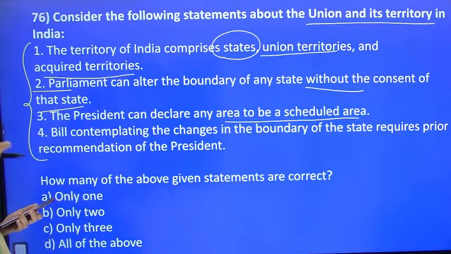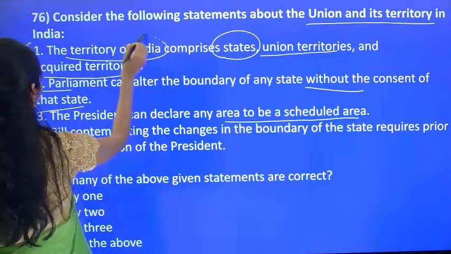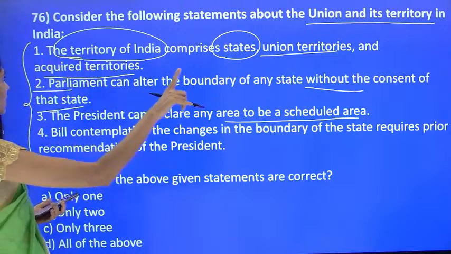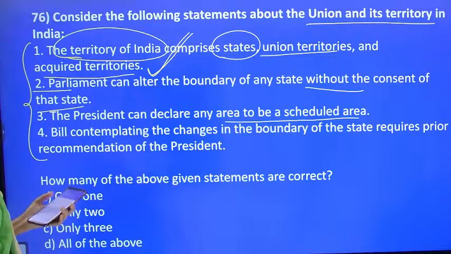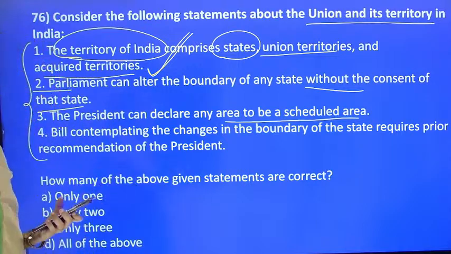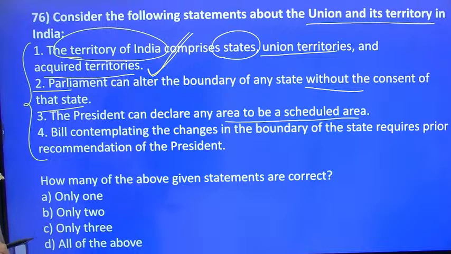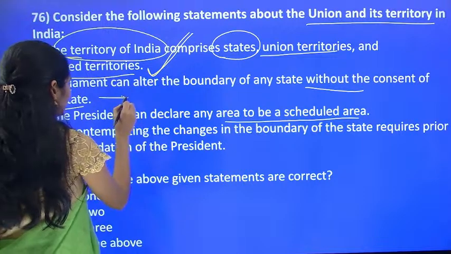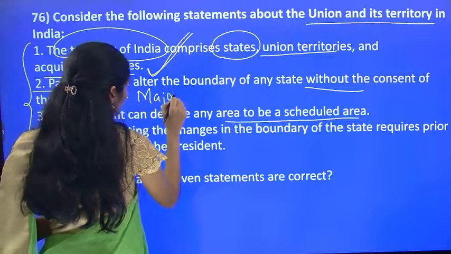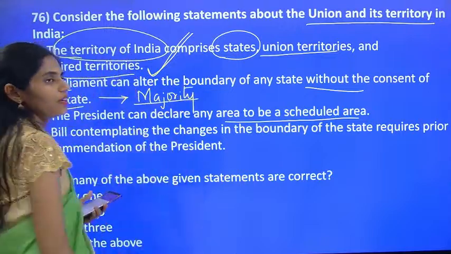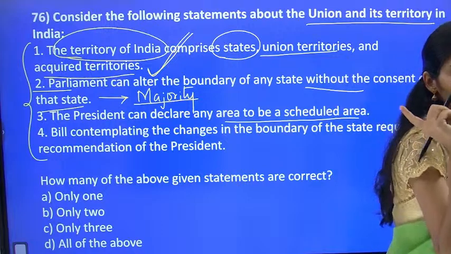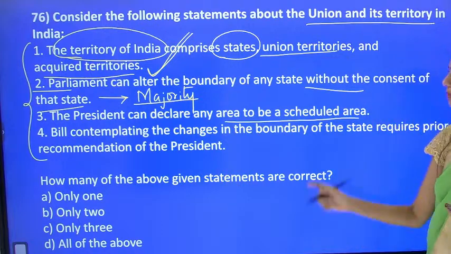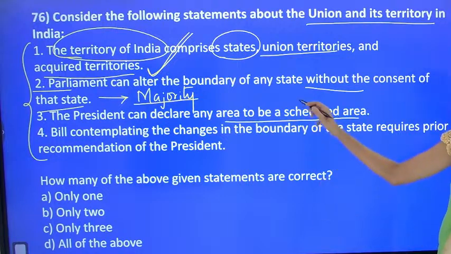First of all, I want to give you one clarity: the territory of India, which comprises states, UTs and acquired territories, is an absolutely correct statement. So what about the second statement? Parliament can alter the boundary of any state without the consent of that state. This topic is related to majority. In the majority topic, you will be reading simple majority, special majority, absolute majority, effective majority, right? Which majority is required for changing of boundaries? We have simple majority. That means there is no need of permission of states. This is right. Next, third statement.